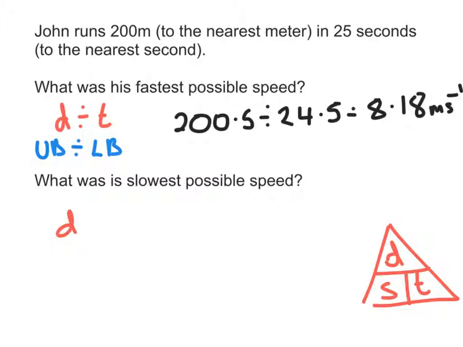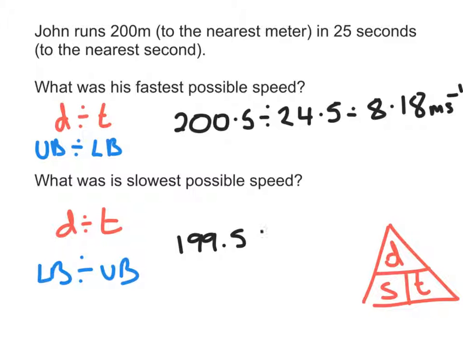Again, for the slowest possible speed, we are going to be doing distance divided by time, but because we're looking for the slowest, it's now the lower bound, swap them round, divided by the upper bound. So it's going to be the lower bound of 200 to the nearest metre, which is 199.5, divided by the upper bound of the time, which is 25.5. Type it into your calculator, 199.5 divided by 25.5. It gives you the answer of 7.82 meters per second.